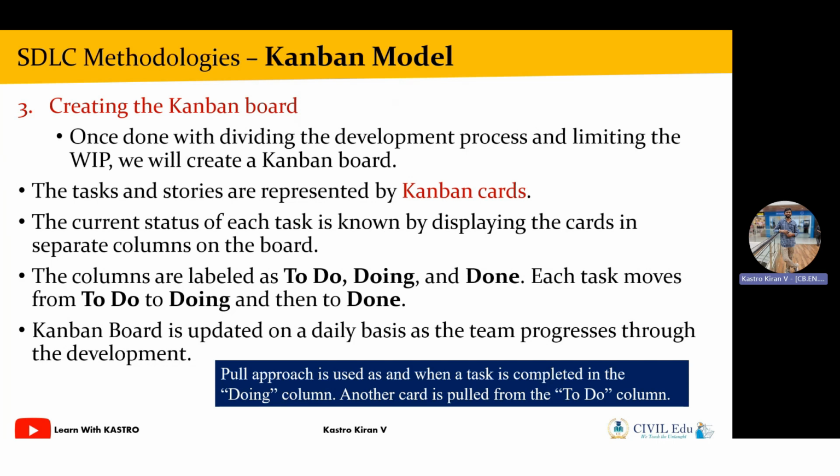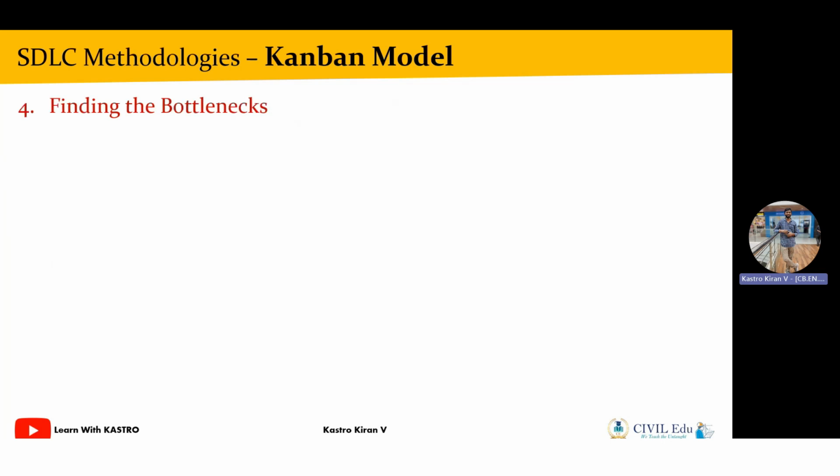So this is the third step of working with the Kanban model, creating the Kanban board. And the next one is, as soon as we start doing the work, it is not certain that the work will flow smoothly every time. So we will get some obstacles during the progress of the work, and that is called bottlenecks. Bottlenecks are whenever you face any kind of difficulty in a particular step or task, and we need to identify the root cause of the bottleneck.